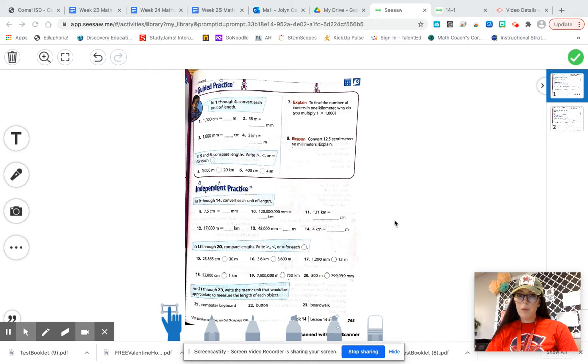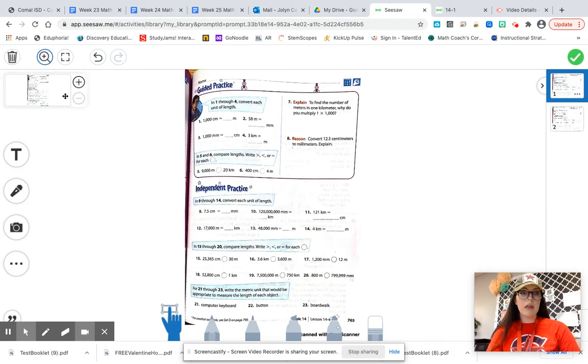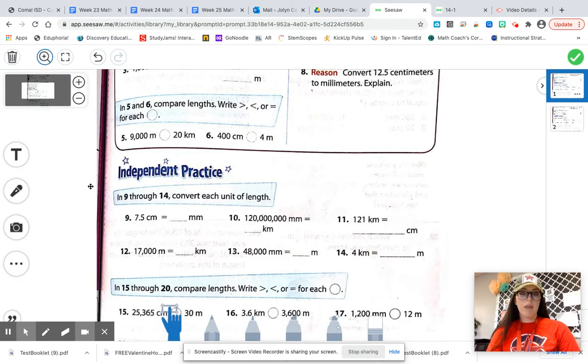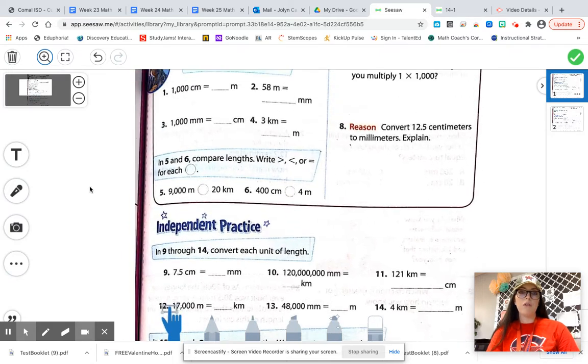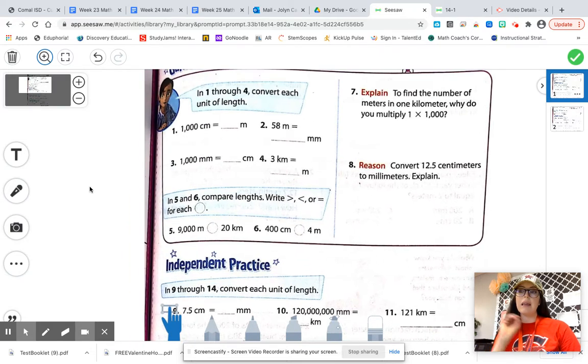This is very similar to what we did yesterday. Yesterday we talked about the customary system. Today we're going to be working with the metric system for conversions, just on length. So just a reminder, we're going to go up to the top, zoom in. You will be doing 9 through 23 on your own, but we're going to walk through the first couple together to kind of get back to that mindset of, okay, what do I do?